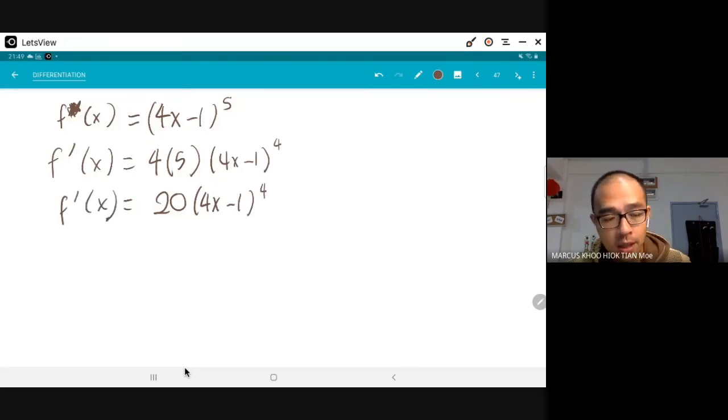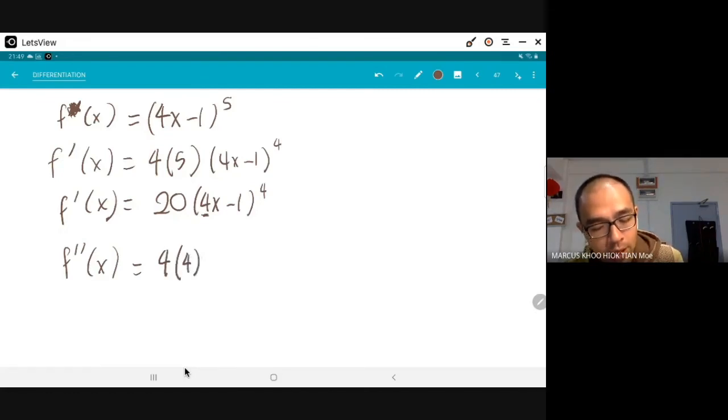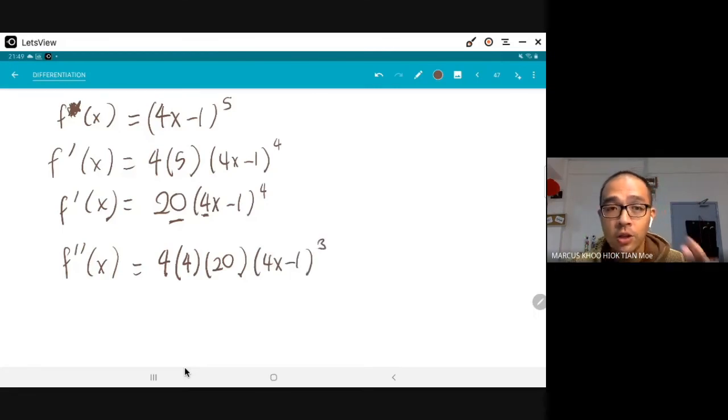When you differentiate the second time, the number 20 is still in front. The number 4 you still have to bring out, so number 4 and then the power of 4, but the original 20 has to remain there, it must also be multiplied. Then you have (4x minus 1) to the power of 3. We carry the same rule, doesn't matter whether there's a number in front of the bracket or not. We still have to bring it out first. So this will give you 16 times 20, is it 320?